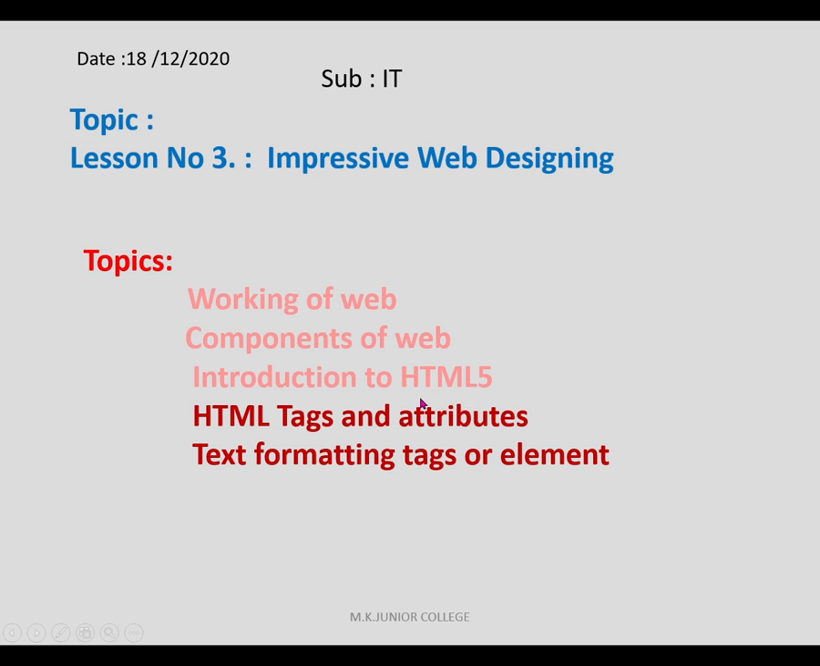Then while working with HTML5 we must learn some tags. What are those tags and what are the attributes? What is the meaning of an attribute? How to use those attributes? Already we have started with the basic HTML tags. Some text formatting tags also we have started. Now let us continue with the topic text formatting tags and all the basic HTML tags.